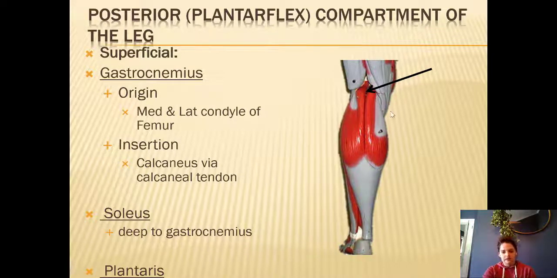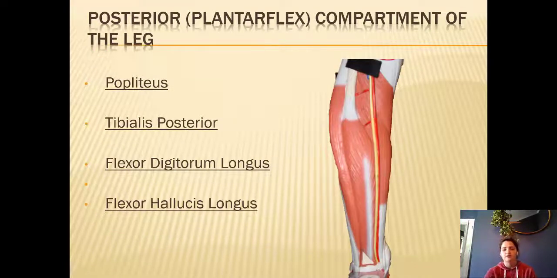Now, what we're going to do in the next picture is take off all of gastrocnemius and soleus and plantaris to see the deeper muscles of these calves, which we have 3 of them. This one here is known as popliteus. Popliteus is in the popliteal region, and it helps to manipulate the knee. The next muscle right here is tibialis posterior. If we have a tibialis anterior, we should have a tibialis posterior.